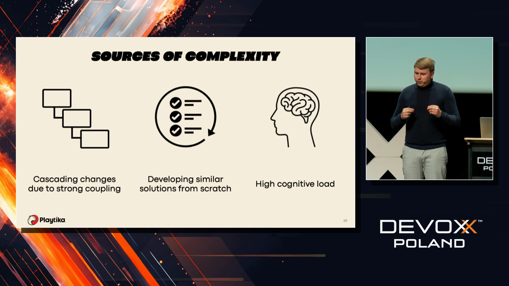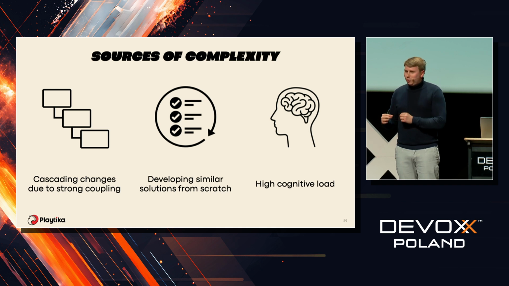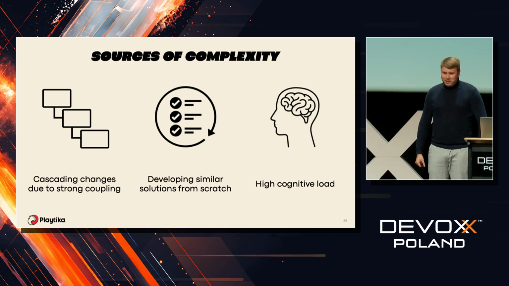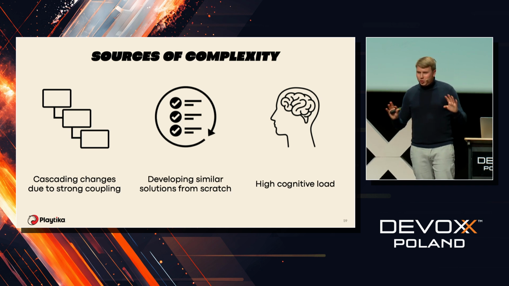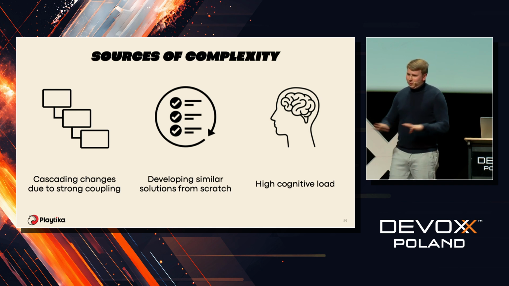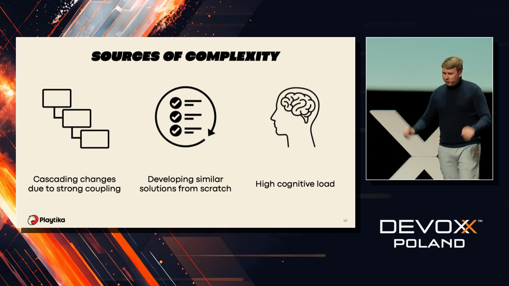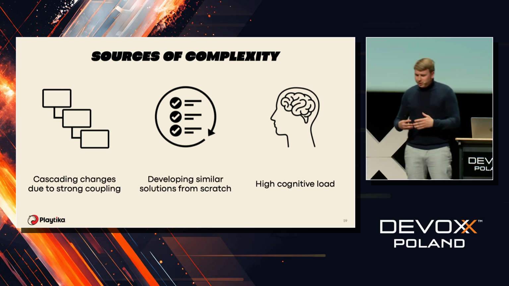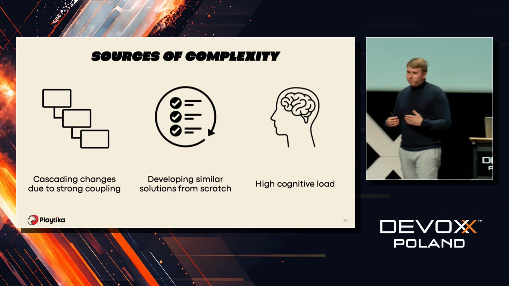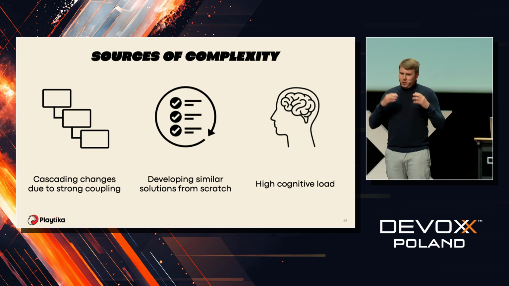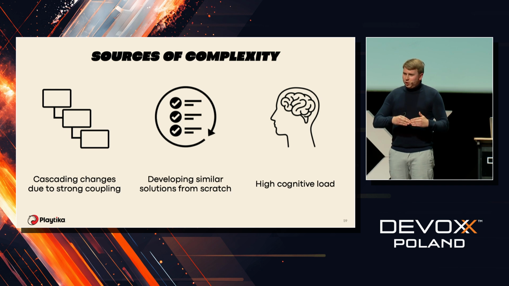Also, we've noticed that we're developing similar solutions from scratch. I actually talked to many people, and many people admitted it happens in their organizations as well. So there are multiple implementations of the same thing done by multiple teams. And this causes a huge cognitive load, because if we're making a change, the change will be cascading to many other places. We need to check it everywhere. We need to keep it under control.